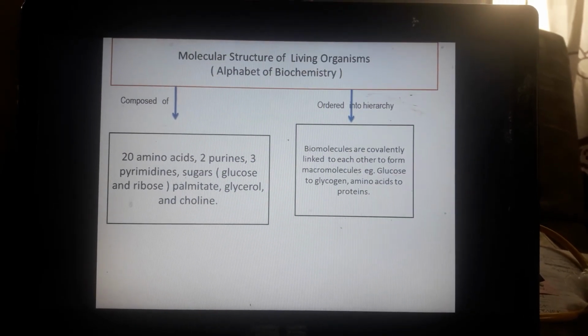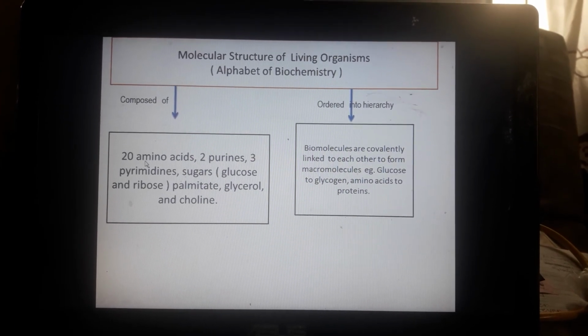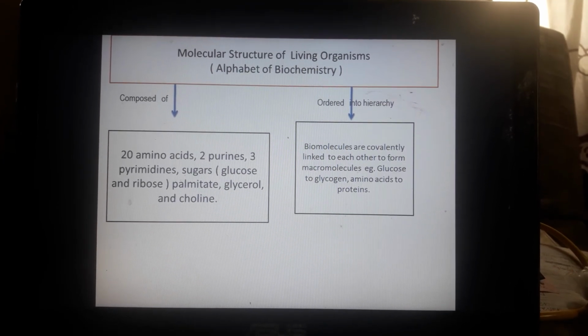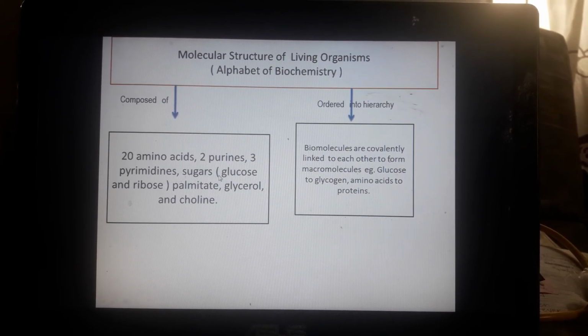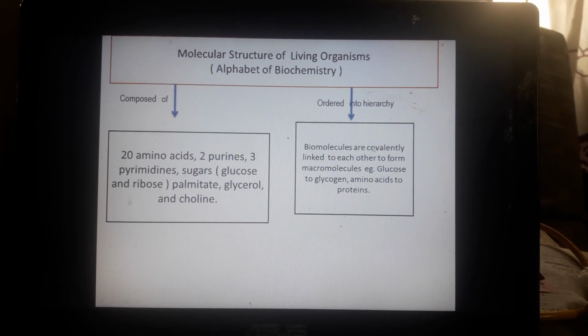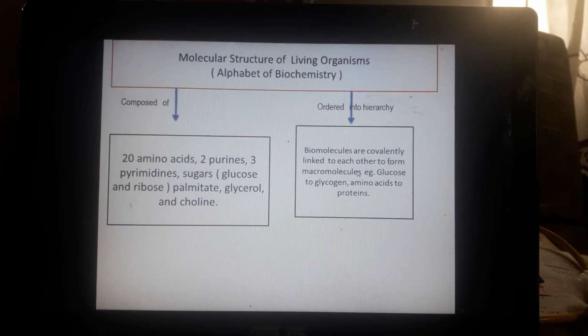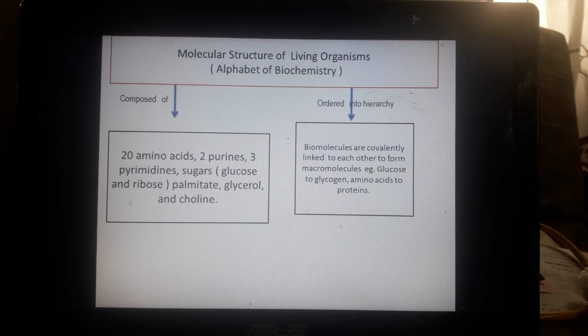Next, the molecular structure of living organisms in alphabetical order. It is composed of 20 amino acids, purines, pyrimidines, sugars such as glucose and ribose, palmitate, glycerol, and choline. So that is an example of the biomolecules. Next, the order of hierarchy, from highest to lowest order: the biomolecules are covalently linked with each other. When we say covalently, the macromolecules, glucose to glycogen, amino acids to proteins, are being linked. So there's equal sharing of what? Electrons. That is why they are covalently linked with each other.